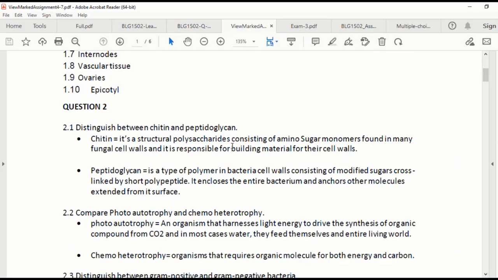Distinguish between chitin and peptidoglycan. Remember, we talked about chitin and peptidoglycan, where chitin is a structural polysaccharide consisting of amino sugar monomers found in many fungal cell walls, and it's responsible for building the material of their cell wall. And peptidoglycan is a type of polymer in a bacterial cell wall consisting of modified sugars cross-linked with short polypeptides. This one includes the entire bacterium and anchors other molecules which extend to the surface. And we did this, I think, last week.